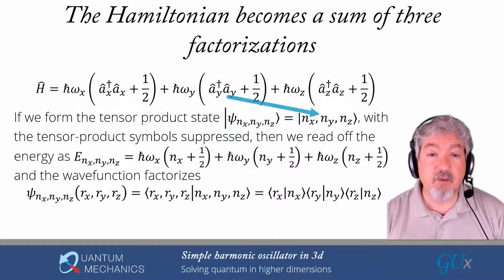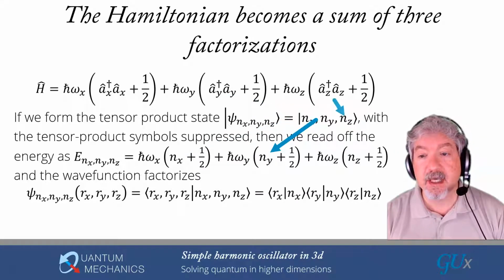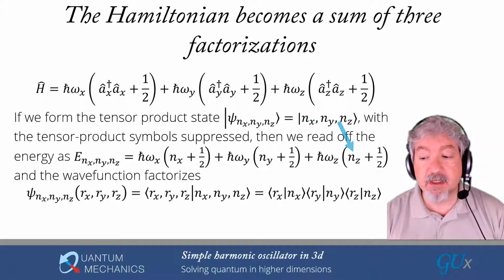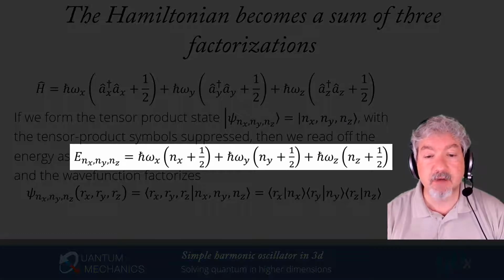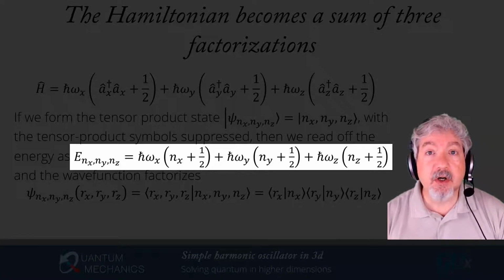When the a dagger y ay acts, it's going to give me an ny. And when the a dagger z az acts, it's going to give me an nz. And so you can immediately find that the energy E of nx, ny, and nz is just h bar omega x (nx plus a half), plus h bar omega y (ny plus a half), plus h bar omega z (nz plus a half).